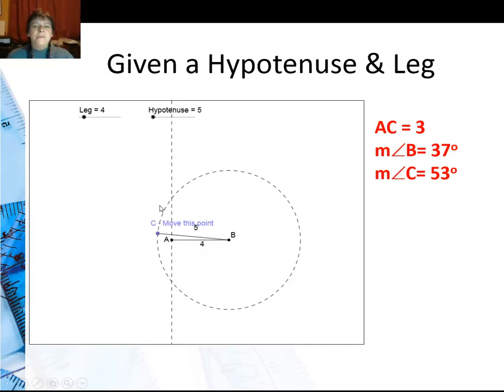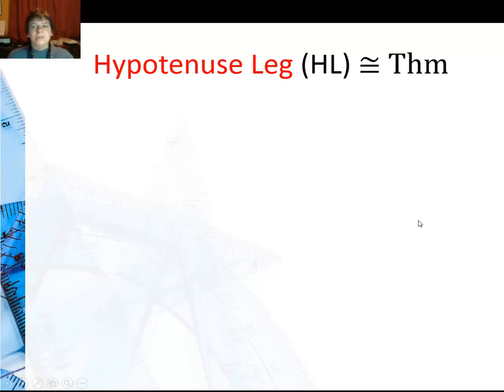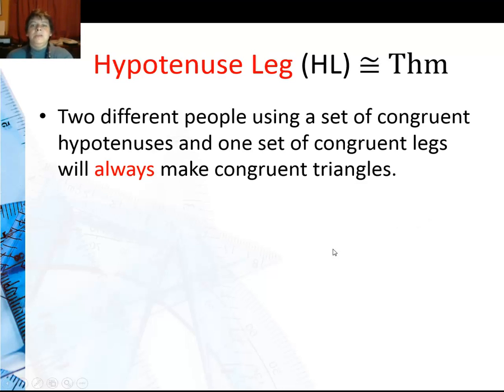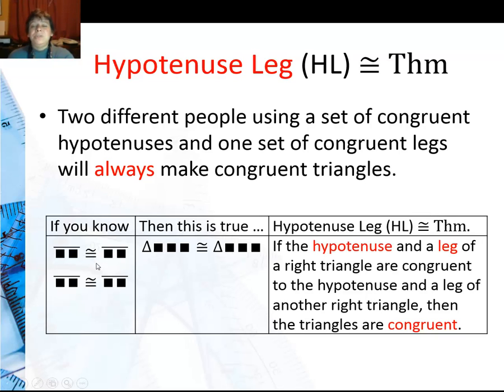So if I know the hypotenuse and the leg, there's only one way to make the triangle, which leads us to the hypotenuse-leg theorem. 2 different people using a set of congruent hypotenuses, or hypoteni, and one set of congruent legs are always going to make congruent right triangles. And so it looks like this, side, side. In fact, it looks like you only know 2 things.